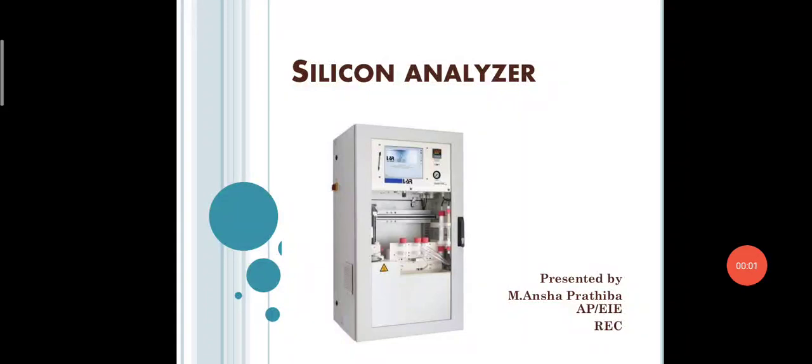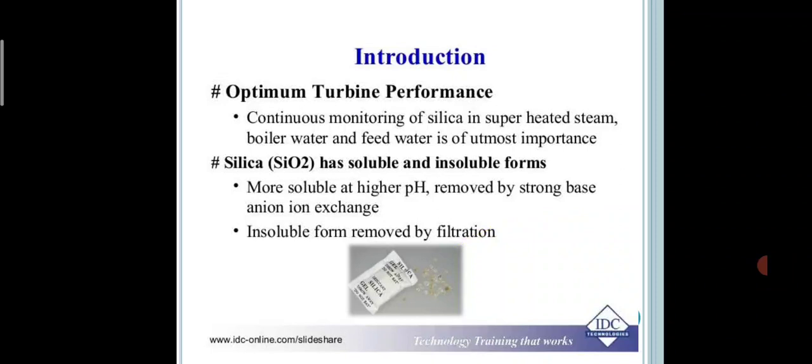Good evening to all. Today we are going to see about the silica analyzer. For optimum turbine performance, the continuous monitoring of silica in superheated steam, boiler water and feed water is of utmost importance. Silica has soluble and insoluble forms. The soluble form is most soluble at higher pH and is removed by strong base anion ion exchange. The insoluble form is removed by filtration.